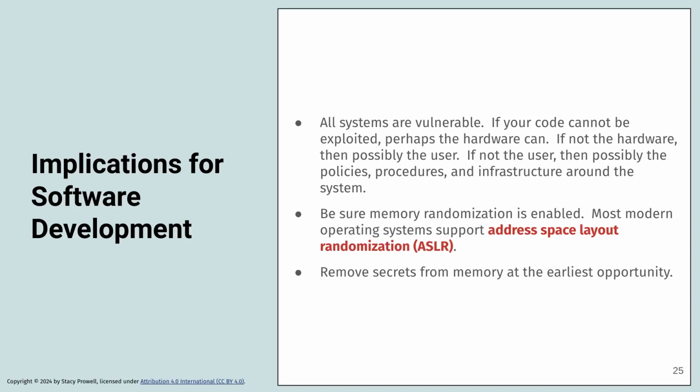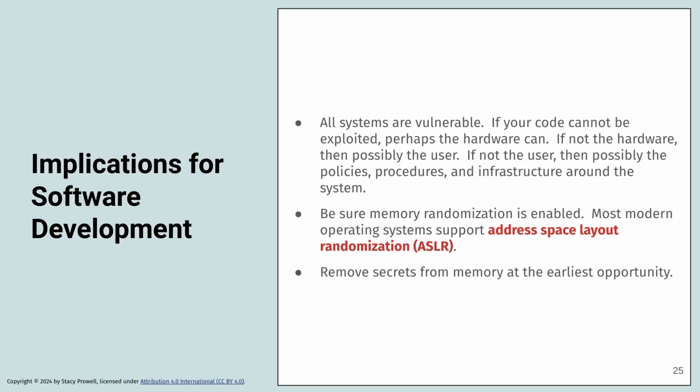If the user can't be exploited, then maybe there are policies and procedures and infrastructure around the user and the system that you can exploit. Maybe there's a way for me to exploit parts of the system to get information that allows me to then exploit the system. Good example of this is looking at any social engineering type attacks.